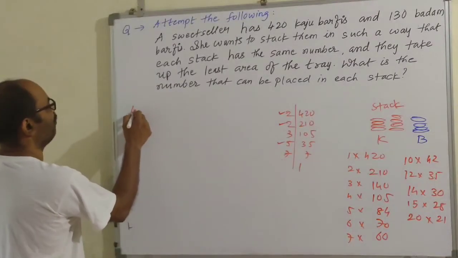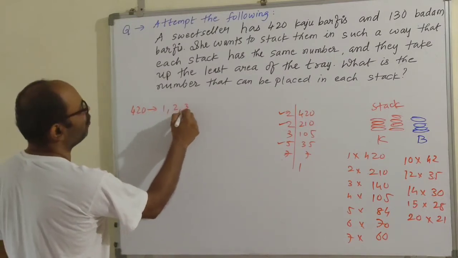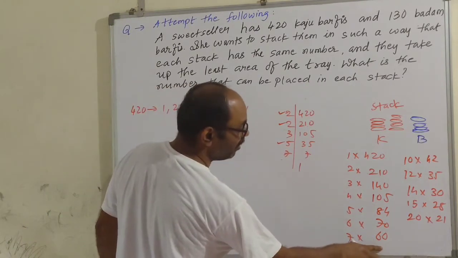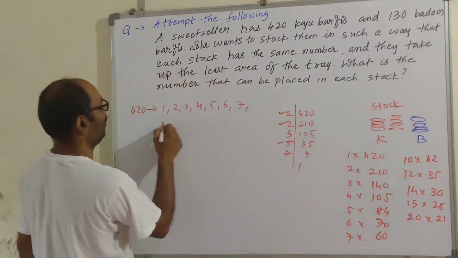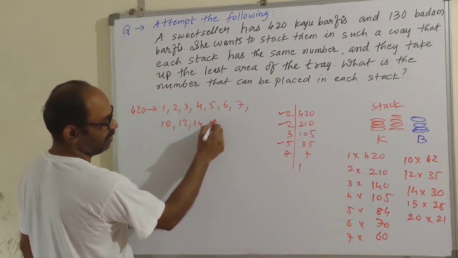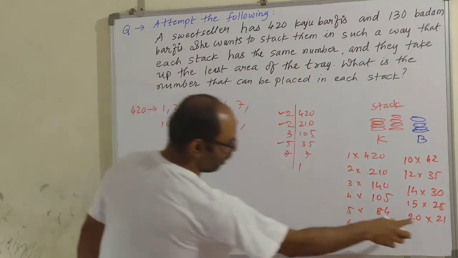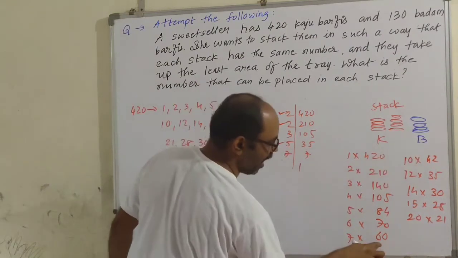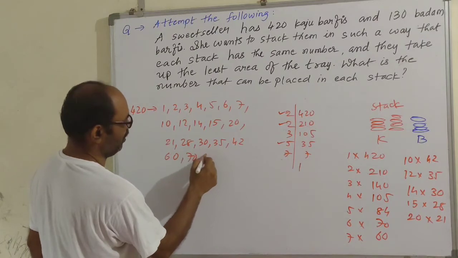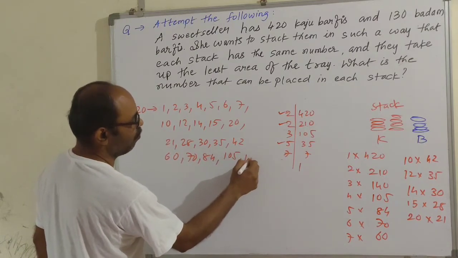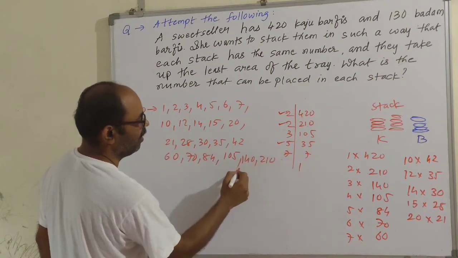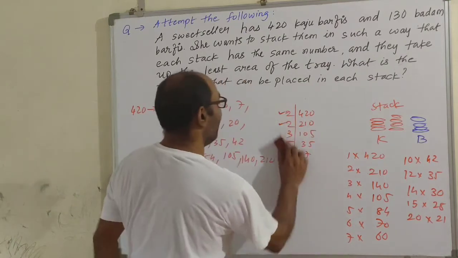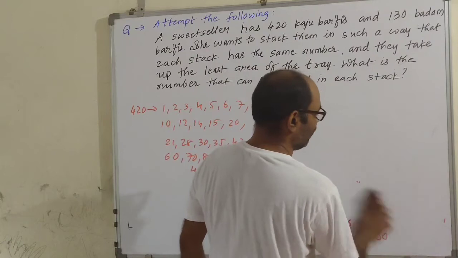Bapre, we got so many factors of 420. 1, 2, 3. Start writing. 4, 5, 6, 7. Then 10, 12, 14, 15, 20, 21. I go up now. 28, 30, 35, 42, then 60, 70, 84, 105, 140, 210, and 420. Right?